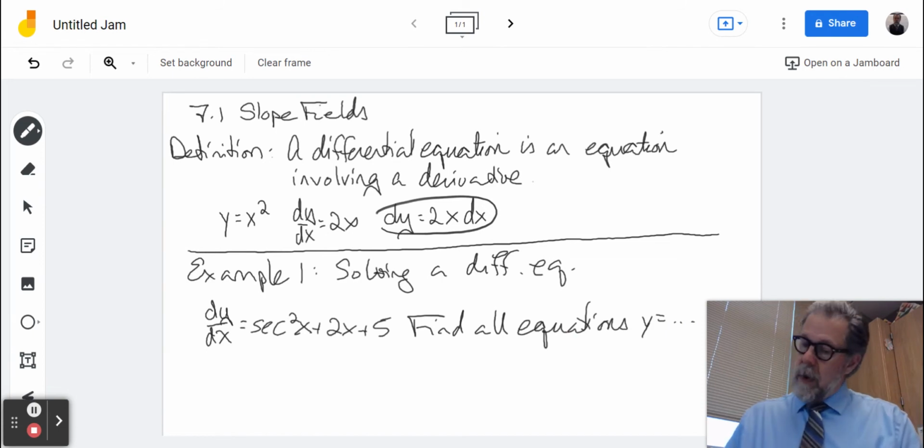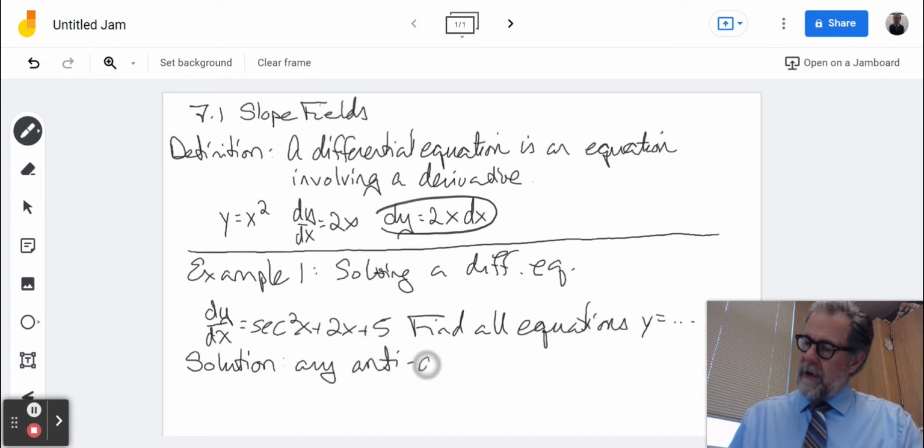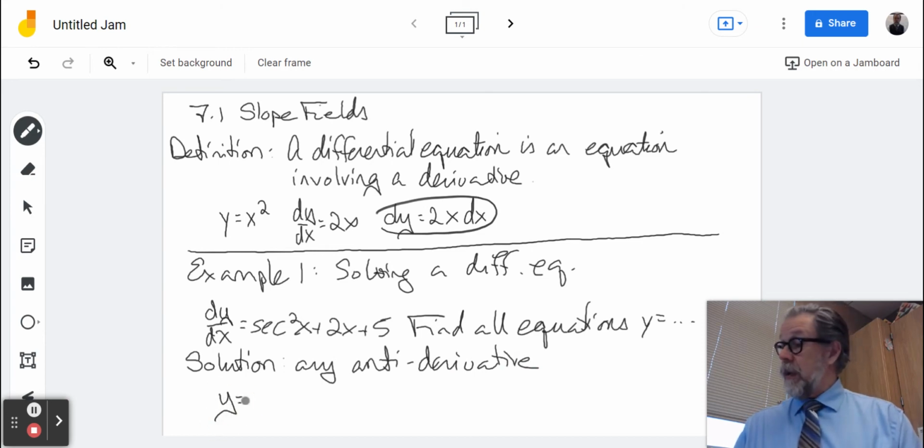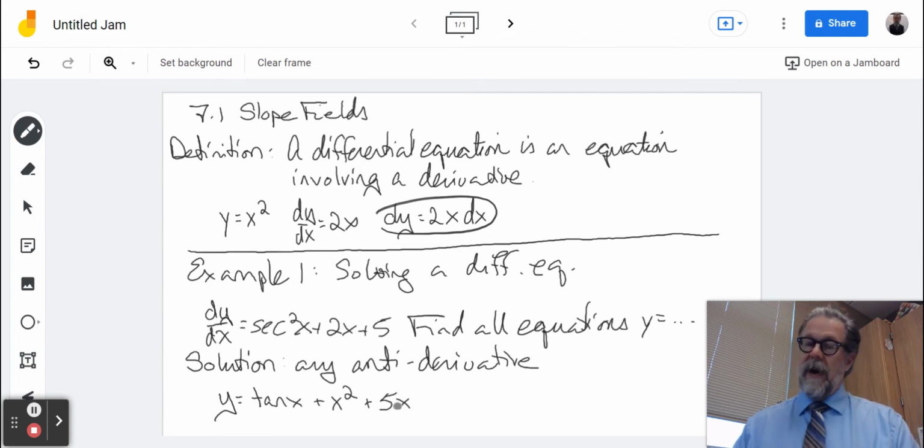So looking at this, what we know is that the solution is any antiderivative. And you spent a lot of time in the last chapter working with antiderivatives. So let's see what we know. Well, first off, we know that the derivative of tangent is secant squared. So tangent is the antiderivative of secant squared. We know that the derivative of x squared is 2x, so x squared is the antiderivative of 2x. We know that the derivative of 5x is 5, so the antiderivative of 5 is 5x.